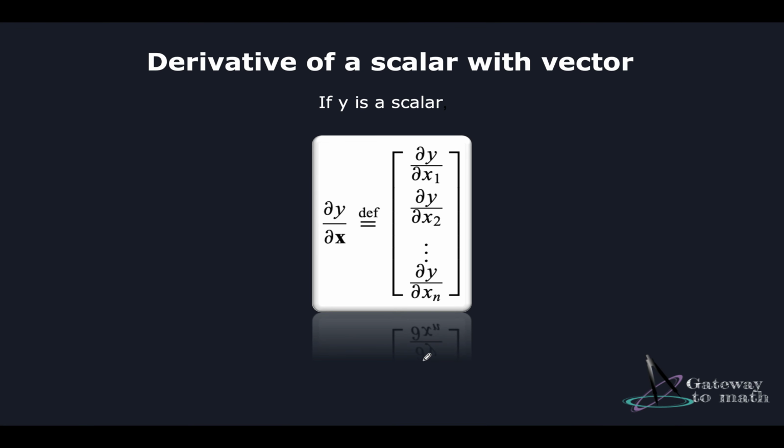Let us move to the second case. In this case, we will be finding the partial derivative of a scalar with respect to a vector. So here we have del y upon del bold x. Please note, bold letter denotes a vector. So in this case, in the numerator, we have a scalar value which will always be one single value. And in vector x, we have n number of values. This is as per our previous definition, that is x equals x1, x2 until xn.